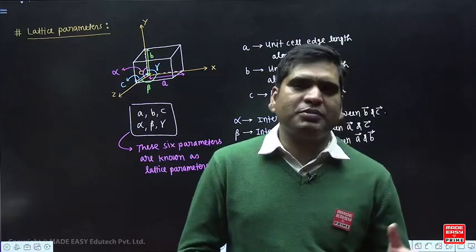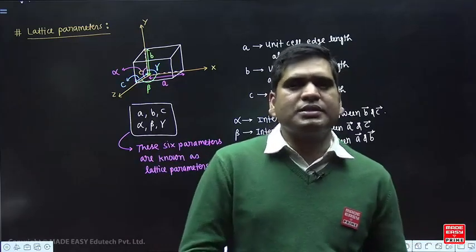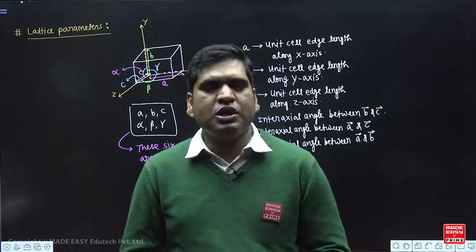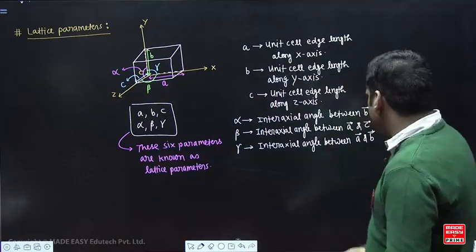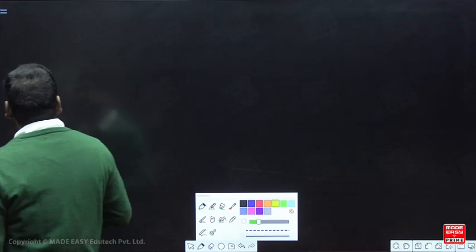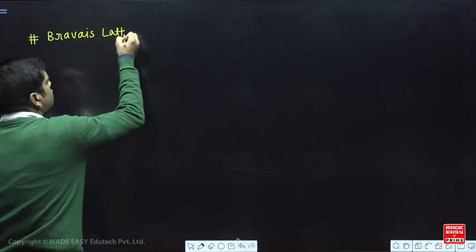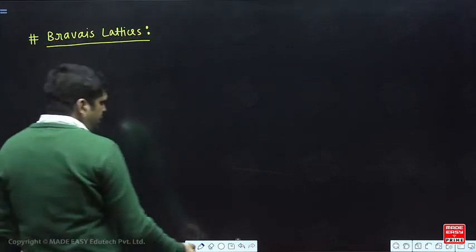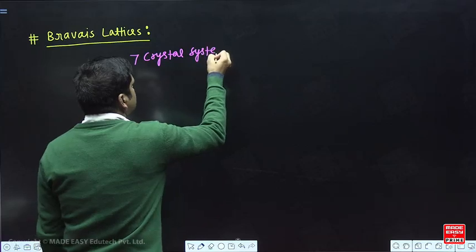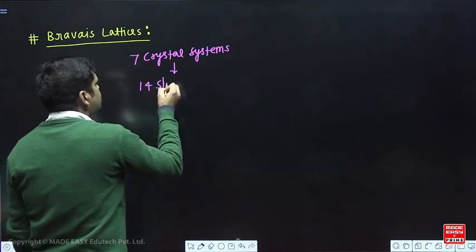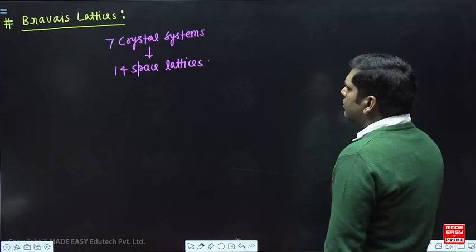Similarly, in some of the crystal systems you have 1 space lattice, in some of the crystal systems you have 2 space lattices. So in total in all the 7 crystal systems you have 14 space lattices. So this set of 7 crystal systems and 14 space lattices is known as Bravais lattices. So next heading is Bravais lattices. This contains 7 crystal systems and 14 space lattices. We need not to know about each space lattice, but we must know about 7 crystal systems.